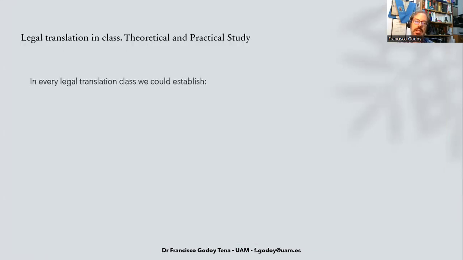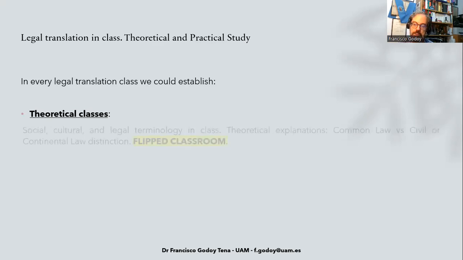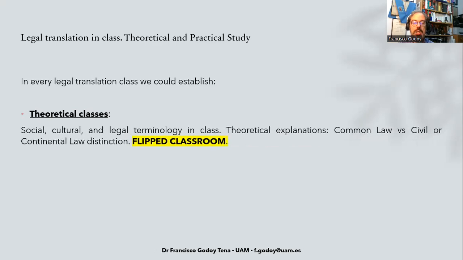Then we have to be careful in the case of how to establish the theoretical framework of legal translation and interpreting courses. In every class, we should have two important fields, some theoretical classes, normally at the beginning of the course, when we can introduce social, cultural, and legal terminology in class. In this case, we can introduce the distinction between common law and civil law that I explained just a few minutes ago, and then introduce them by means of flipped classrooms, something that I will explain later on a bit more in detail.